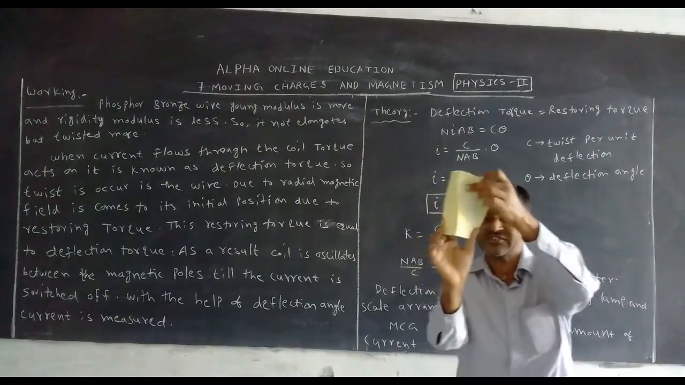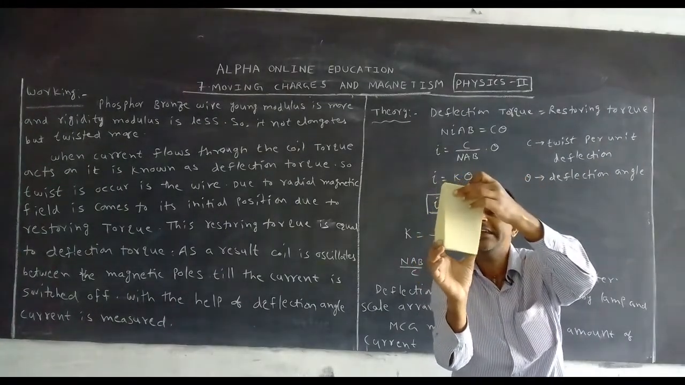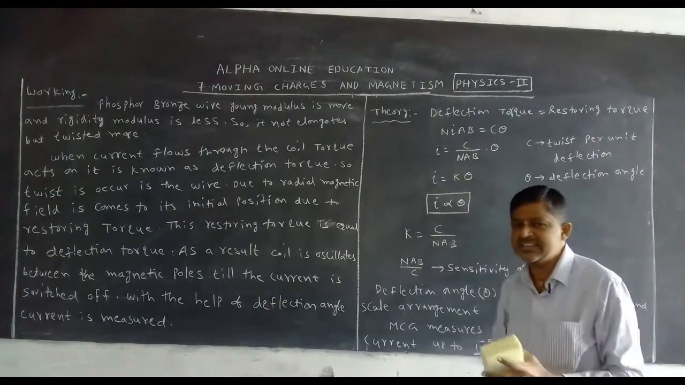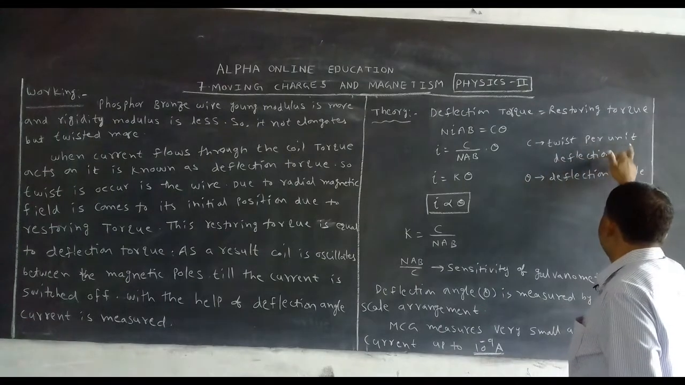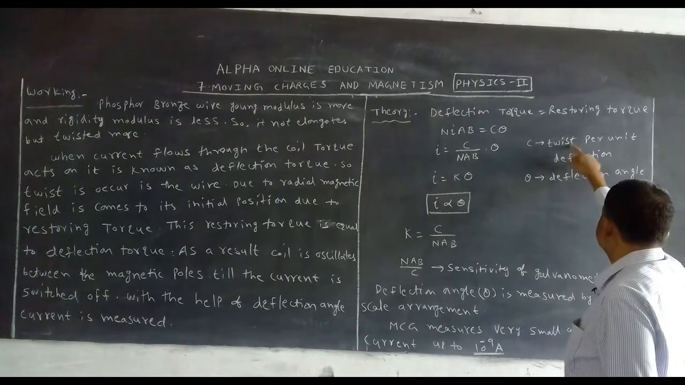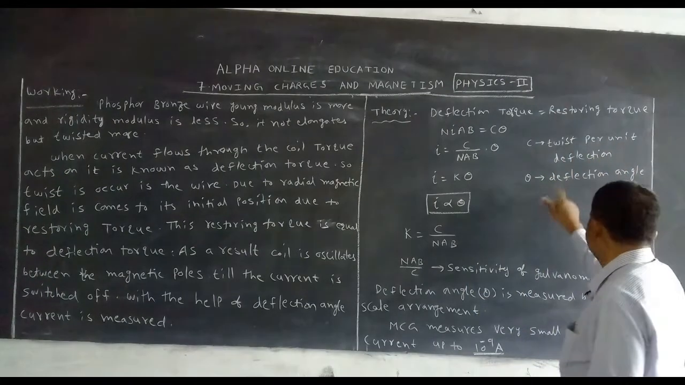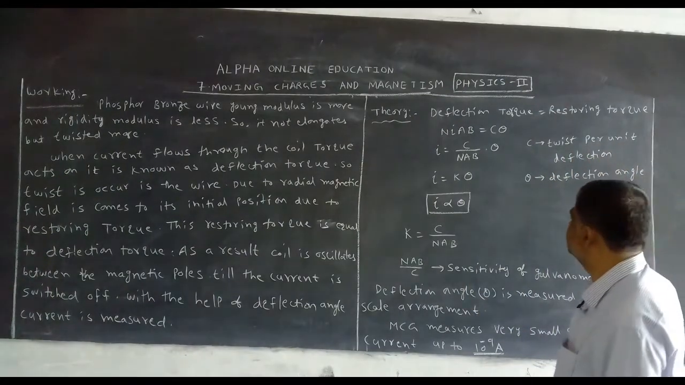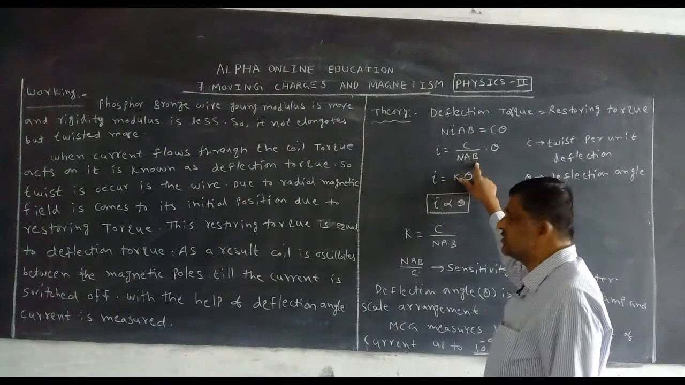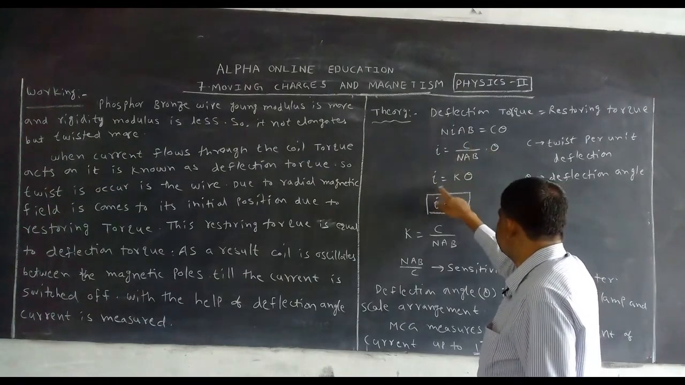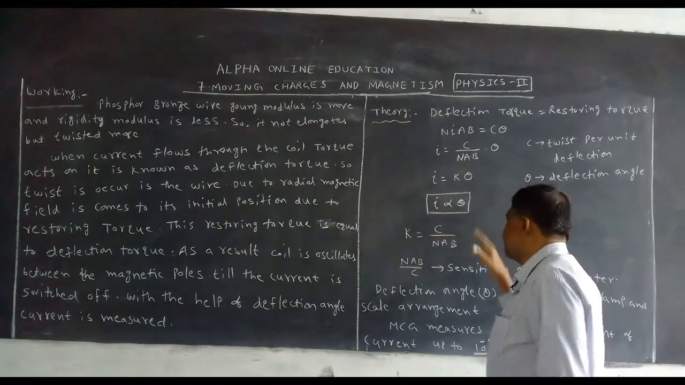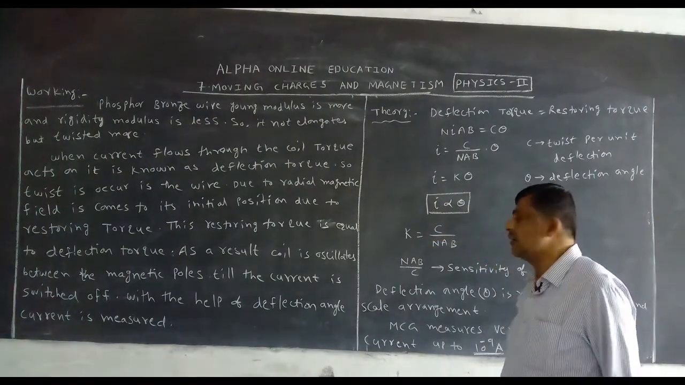This is called a twist. For 1 degree, how much twist occurs? That is C. What is C? Twist per unit deflection, for 1 degree, 2 degrees, 3 degrees. That is called twist per unit deflection, and theta is the deflection angle. Now take NAB here. NAB are constant. C is also constant. That's why I is equal to K into theta. K is a constant. That's why we can write I is proportional to theta.